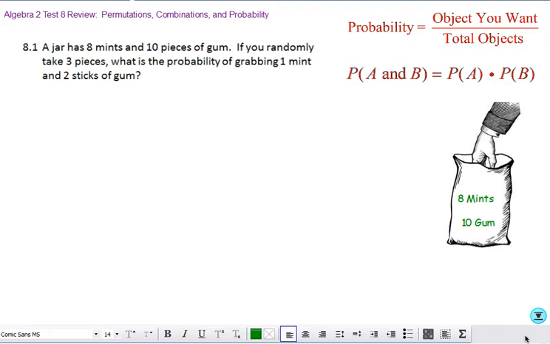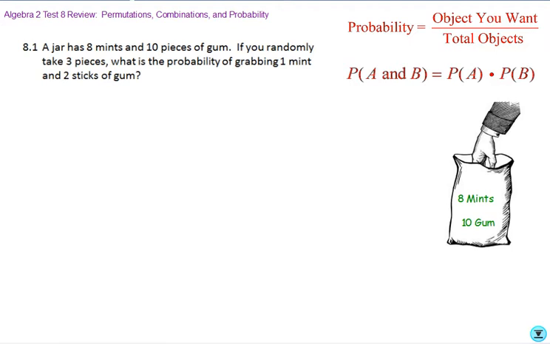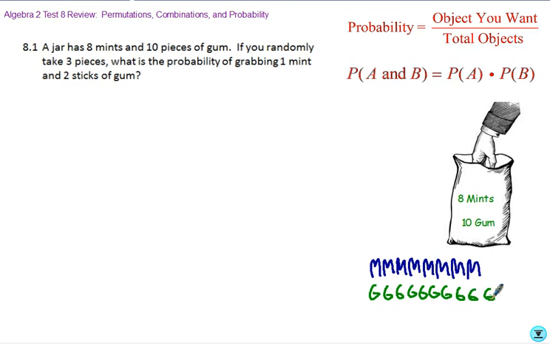So maybe we'll just draw something here. We'll say 8. So let's say you've got 1, 2, 3, 4, 5, 6, 7, 8. So we've got 8 mints, and then let's say we've got 10 pieces of gum: 1, 2, 3, 4, 5, 6, 7, 8, 9, and 10. And then what we're saying is, what's the probability that you'd get 1 mint and then you'd get 2 sticks of gum?